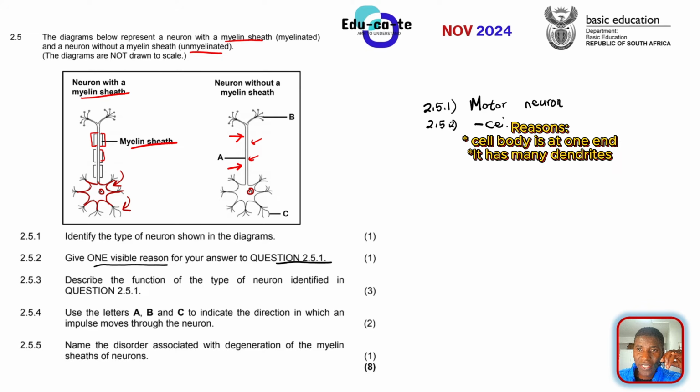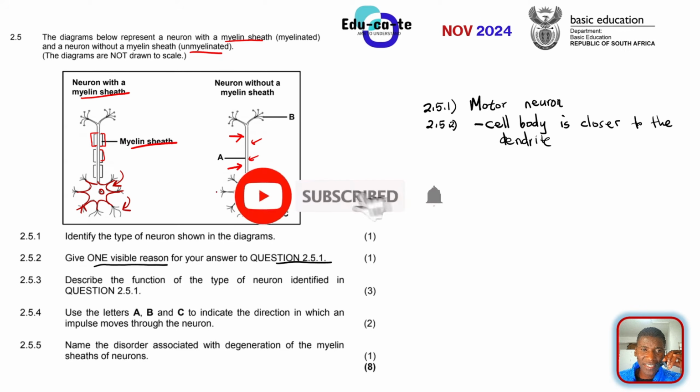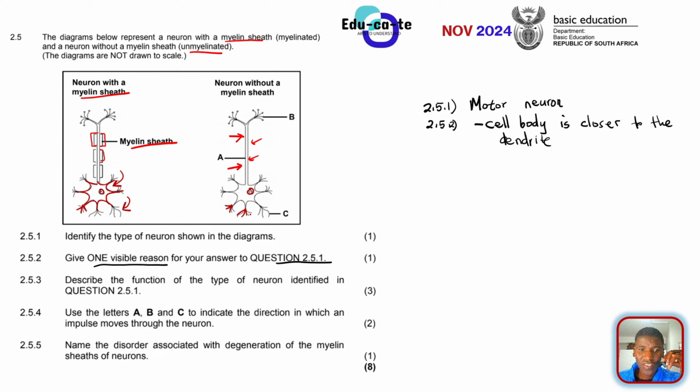So here we talk about the cell body. So here the cell body is closer to the dendrite. Okay, you can say something like that. You can say it in a better English way, but basically it means the same context. So here the cell body is closer to the dendrite. So this tells us that this is a motor neuron. You can clearly see that these are the dendrites, these stick-like structures. All of these are dendrites. And then the cell body is right there where the dendrites are. So we can say that this is a motor neuron.